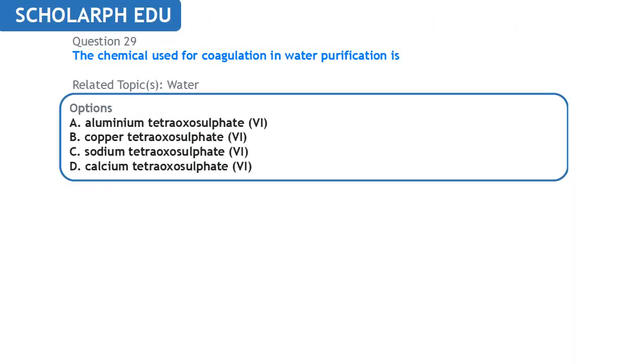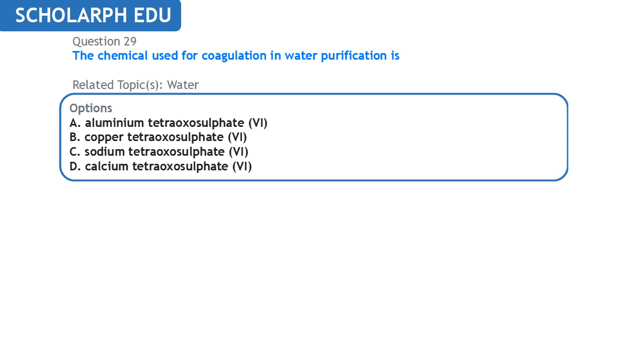Next, the chemical used for coagulation in water purification is... so coagulation is one of the first major steps in the process that water would undergo before it is supplied to homes for domestic use. What coagulation does is it helps to coagulate the big dirt particles in the water. Coagulating here means that it helps to bring them together, to clump them together, to form heavy masses, so that these particles can now settle in that water and they can be easily filtered.